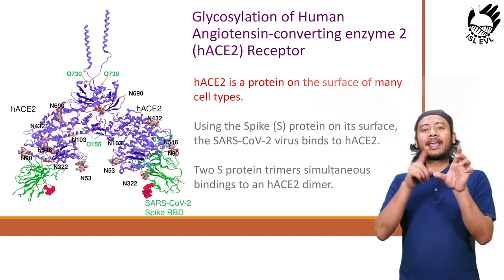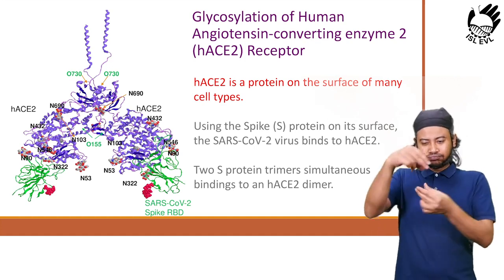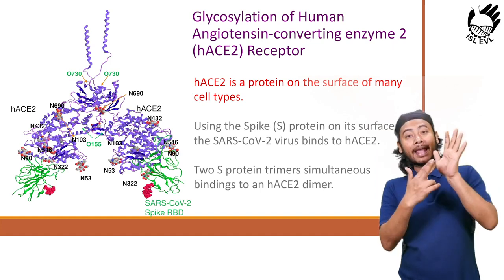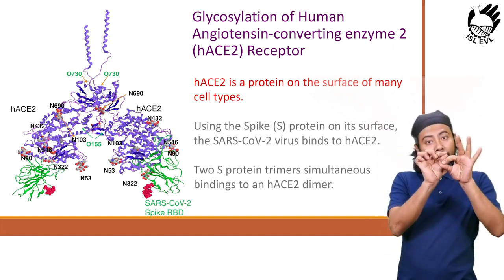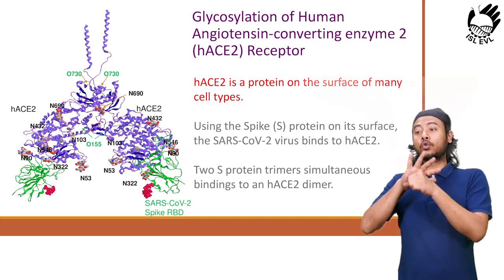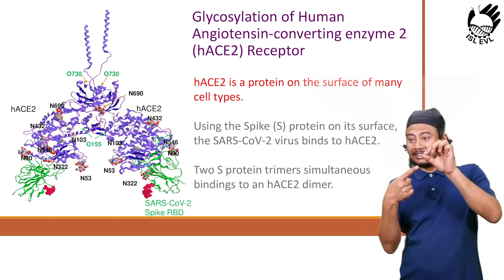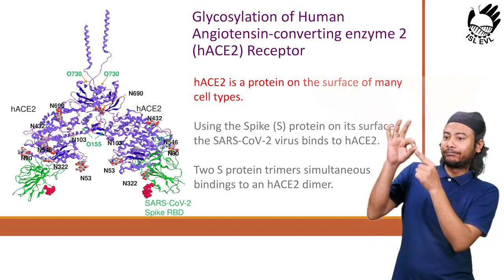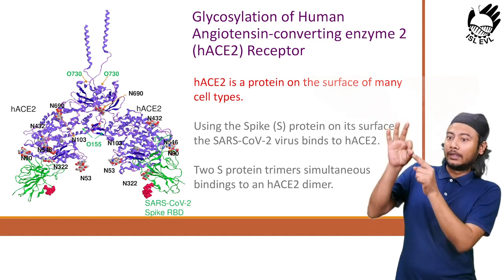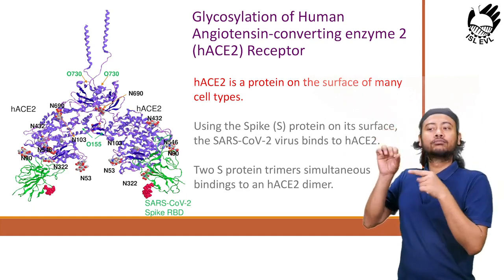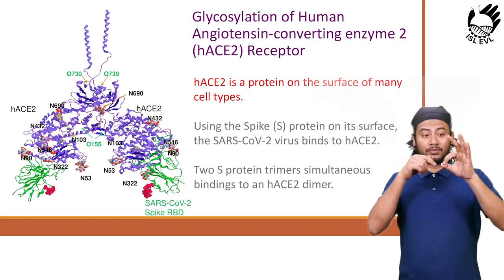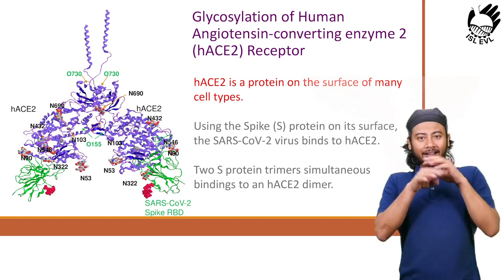Here in this figure you can see that the angiotensin converting enzyme contains different glycosylation sites, both N and O glycosylation sites. It is a dimerized protein with 2 units, and the SARS-CoV-2 RBD, or receptor binding domain, attaches at this particular location where N90 and N322 are. So studying this glycosylation will give more insights into how the virus utilizes these glycans for host attachment and entry.